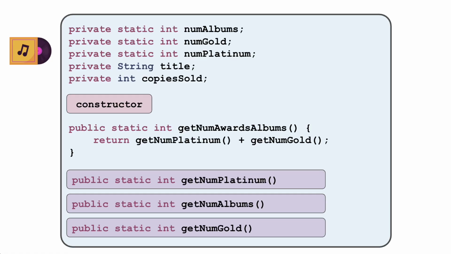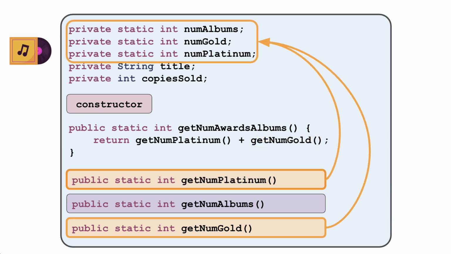This example is an extended version of the album class that includes code to track the number of gold and platinum albums. Take note of the class and instance variables at the top. Here, the class method getNumAwardsAlbums is able to call the class method getNumPlatinum and the class method getNumGold. Additionally, both of these class methods are able to access the class variables.